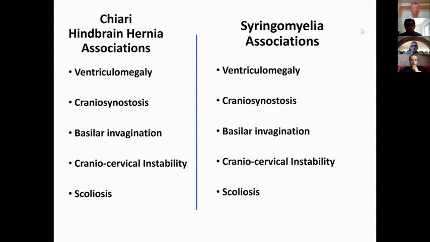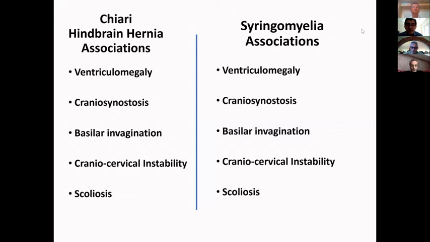So there are, and it's not just one item, but you all know that Chiari malformations, as we call them, so I prefer to call them hindbrain hernias, are associated with ventriculomegaly, craniosynostosis, basal invagination, craniocervical instability, scoliosis. These are very well recognized now. Of course, not all of them will have all of those features, but these are the known associations.